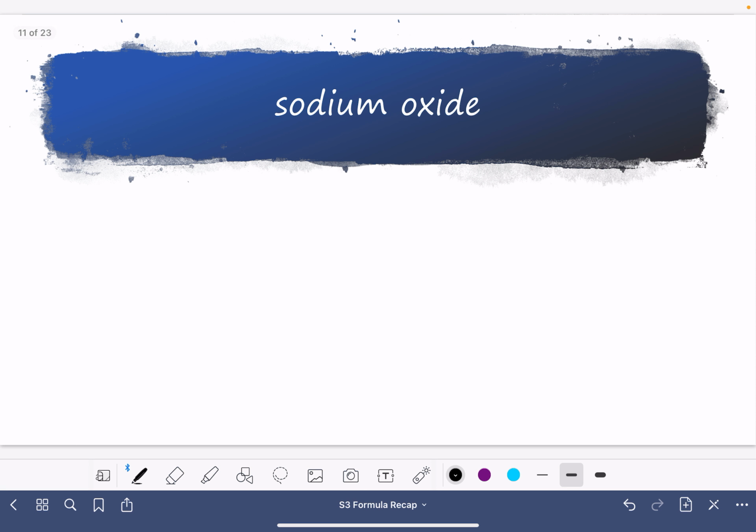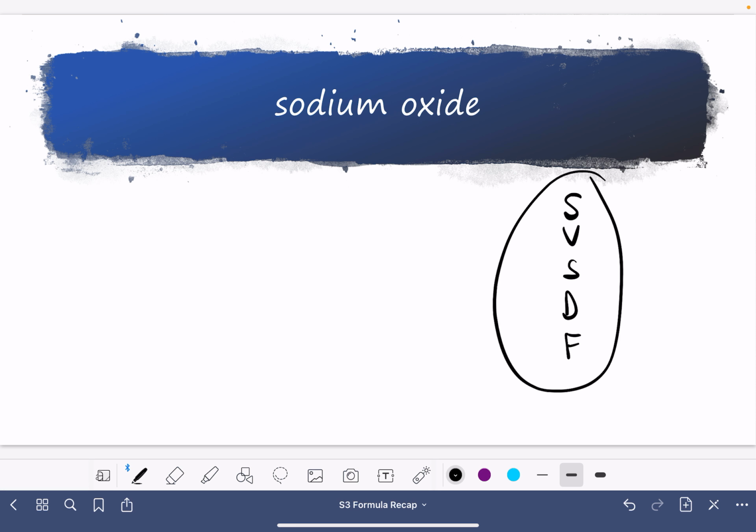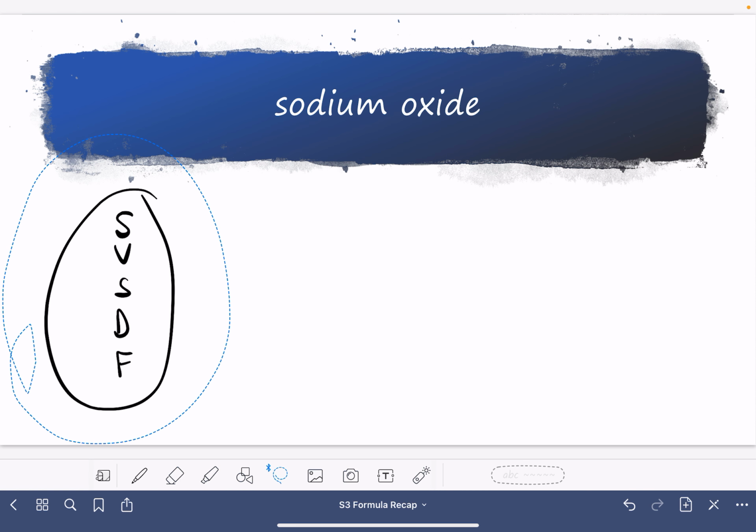Okay, so looking at some of the 2-element compounds that we need to know. I know that I'm going to have to use SVSDF in these ones, okay? So that's my technique. So to answer this question then, I'm going to write out all the different parts of this formula.